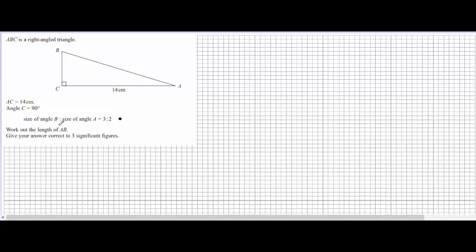Now, we're told the size of angle B has the value of 3 in terms of a ratio, 3 parts, and the size of angle A is in the ratio of 2 parts. So let's just call this 3x and let's call this 2x. Now I know that these two angles have got to add up to 90 degrees because this is a 90 degree right angle triangle and the sum of angles equals 180 degrees. So 3x plus 2x has got to equal 90 degrees. So 5x has got to be 18 degrees.